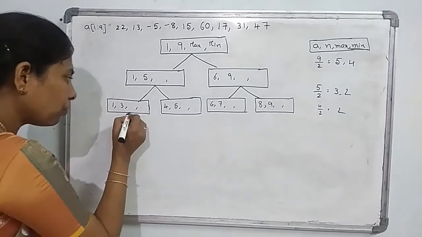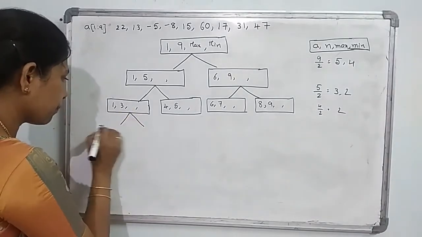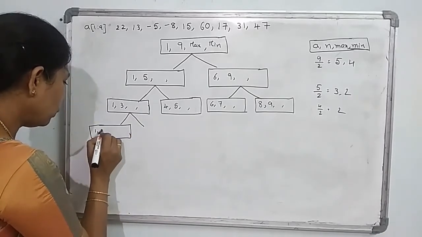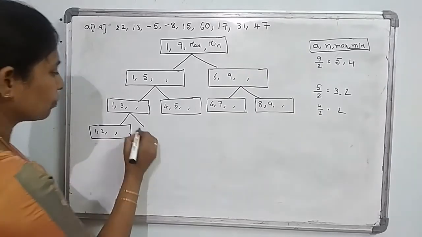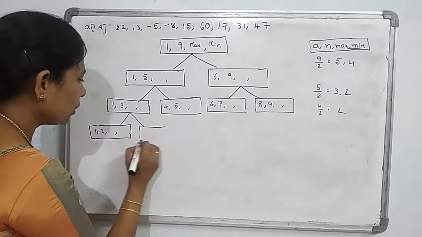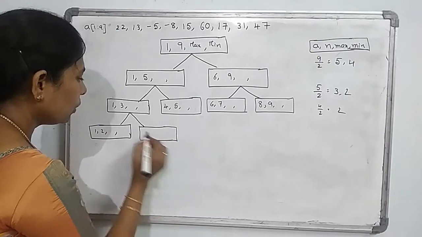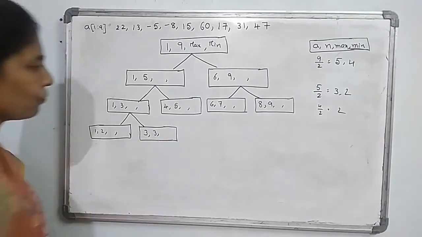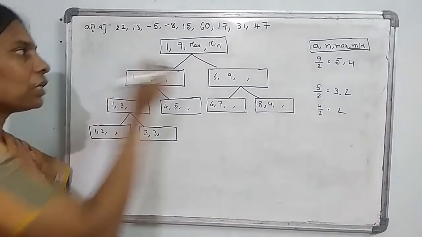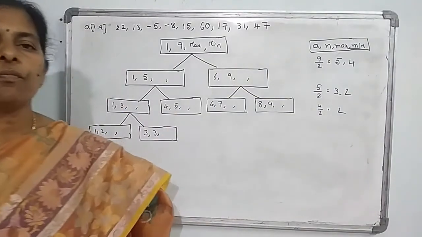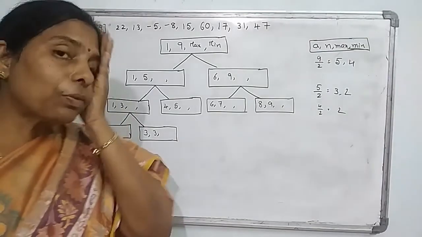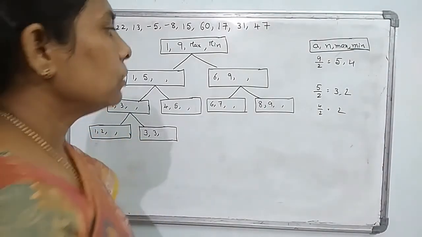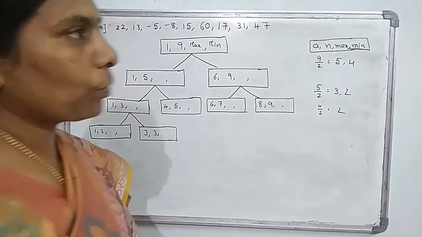So again we can divide this into another 2 parts. You can take 1, 2 and find the minimum and maximum. Then you have only one element, 3. Up to that point the dividing process is completed. Now we can find the maximum element and minimum element.